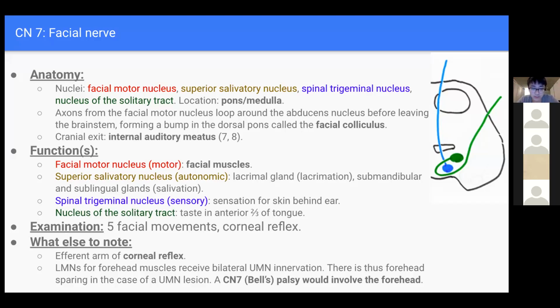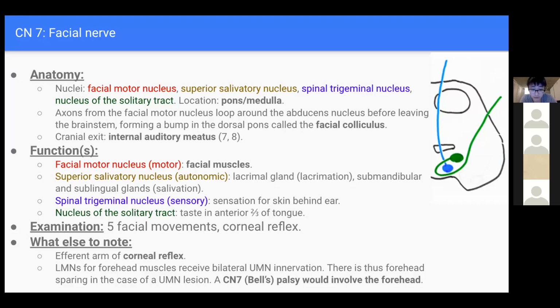When you examine it, you can just examine the facial movements, make them smile and puff up their cheeks and raise and furrow their foreheads, like wrinkle their foreheads, like shut their eyes real strong, and also like web up their neck, right? That's for the platysma. So that's the 5 facial movements and the corneal reflex. So blinking is 7th nerve, right? So that's the efferent arm of the corneal reflex.